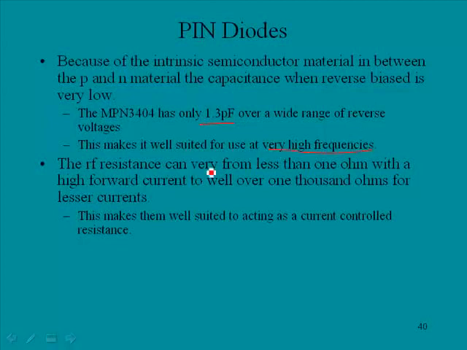The RF resistance can vary from less than 1 ohm with a high forward current to well over 1,000 ohms for lesser currents. This makes them well suited to acting as, and this is an interesting device, a current controlled resistance. So as current varies, the resistance across this device will vary.